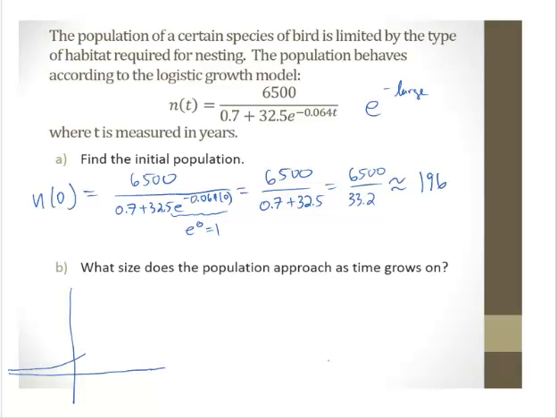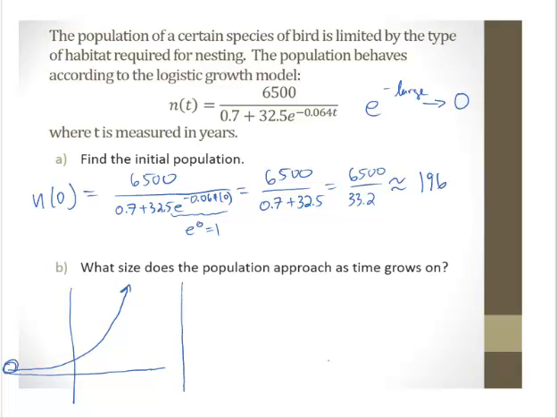As we have negative large numbers, e to a negative large number is over here. E to a negative large number approaches 0.